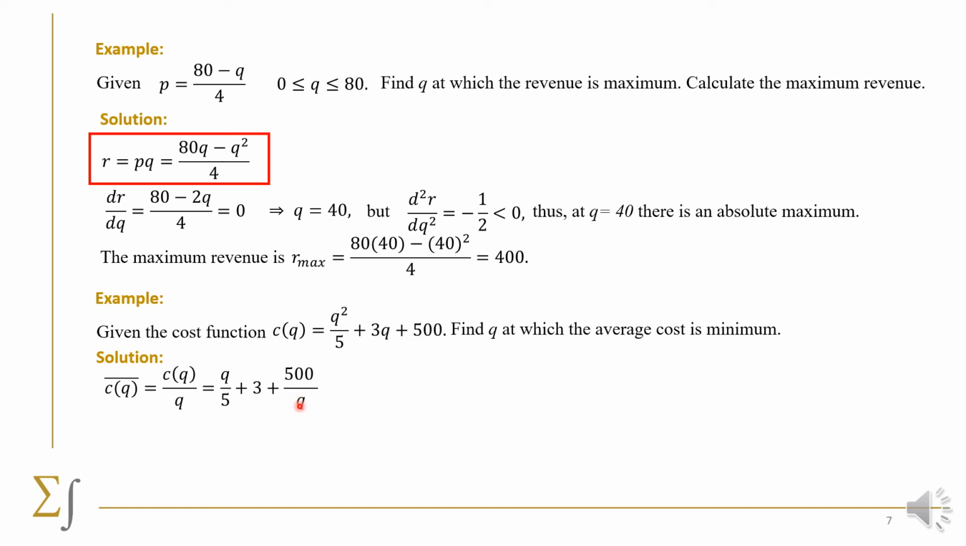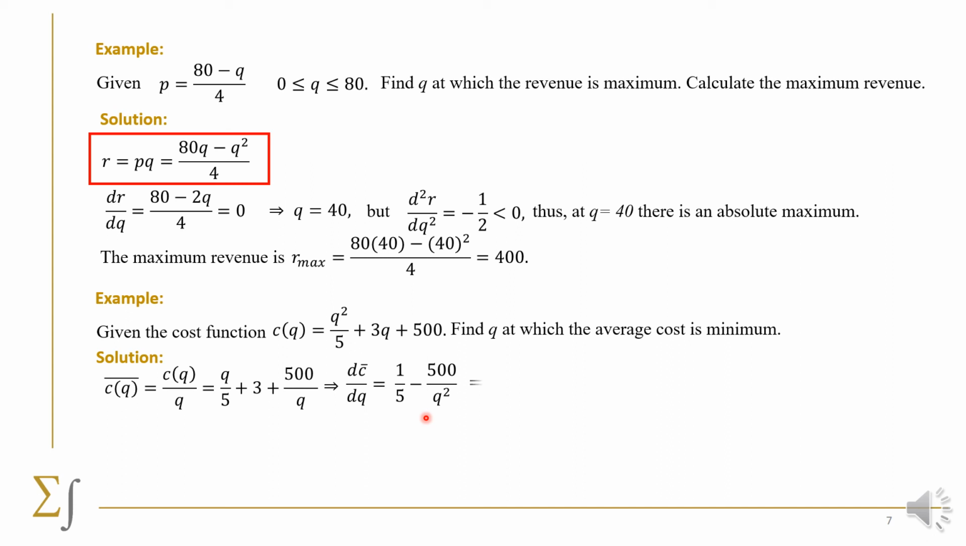The following step, we should find the marginal average cost. We differentiate the average cost. So this gives us dC bar by dq. What's the derivative of the first term? It is 1 over 5. What's the derivative of the second term? This one is 0. What's the derivative of the third term? It is minus 500 over q squared.